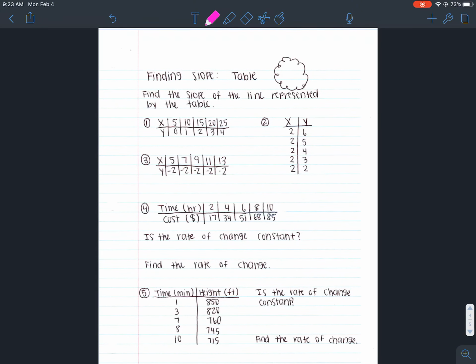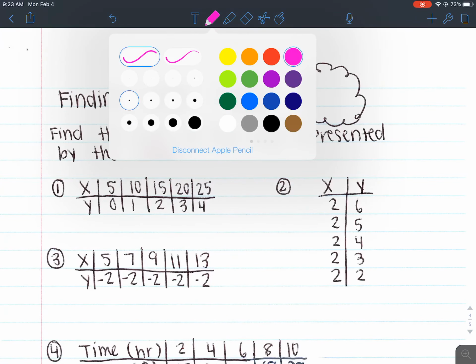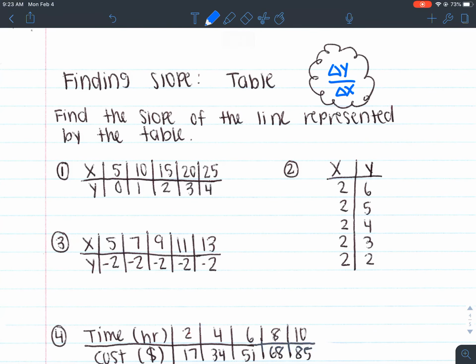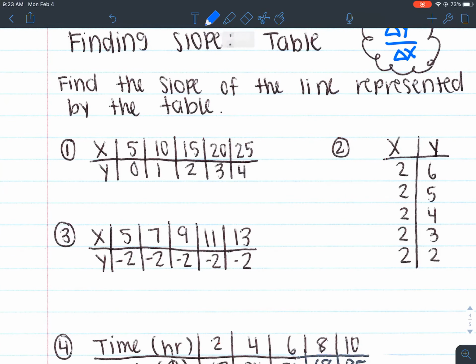Okay, moving on, we have finding slope using a table. All right, so here we're going to use the other representation of slope, which is change of y over change of x. Still, your y's are going to be in the numerator, your x's are going to be in the denominator. Now I'm going to do my change of y in blue, and my change of x in red. So change of y. Basically, how are you getting from number to number here? I'm adding 1 every time, so it's constantly adding 1. And then my change of x, how am I getting from number to number? I'm adding 5.